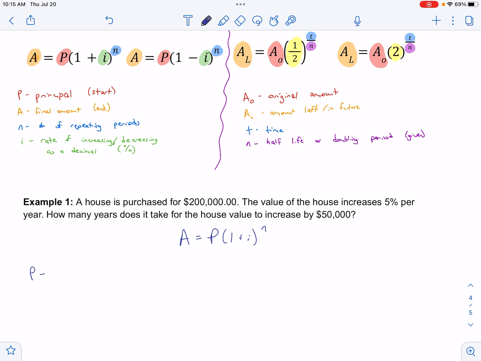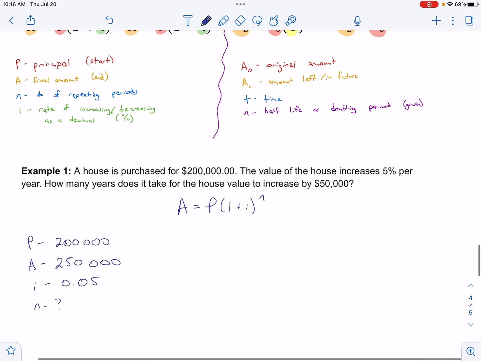P is our principal value. It's our starting amount, which in this case is 200,000. And we need to know how long it's going to take for it to increase by 50 grand. The final amount then is going to be $250,000. We don't just want to write 50, we want to write 250 because that's the new value. We've been told the i is 5%, so I'm going to write it as a decimal, 0.05, and we need to find our end value.